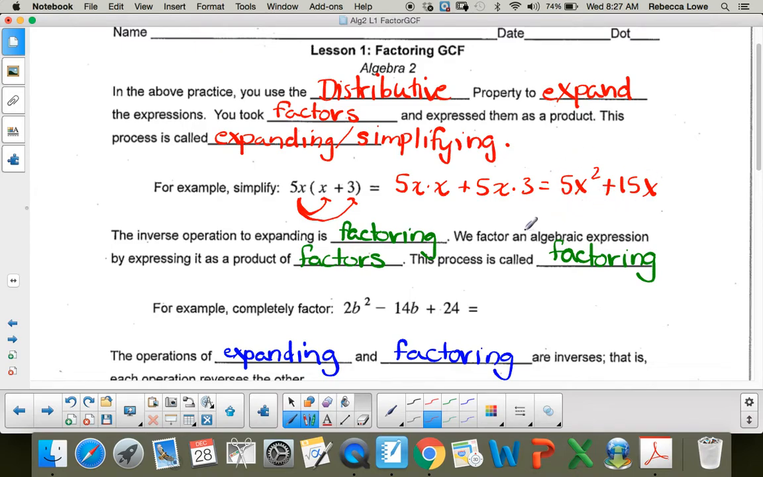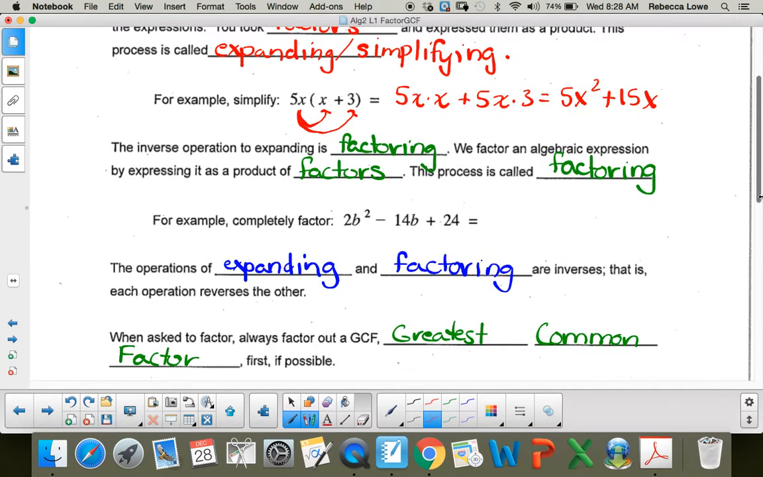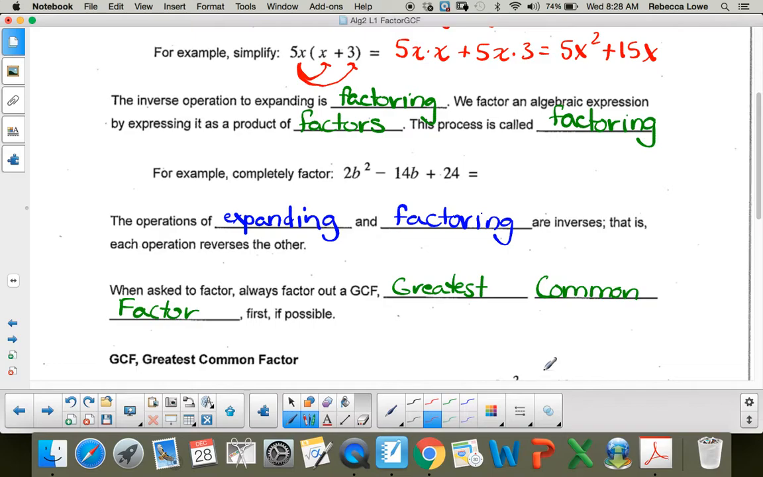We factor an algebraic expression by expressing it as a product of factors. This process is called factoring. For example, 2b squared minus 14b plus 24. So we're going to factor this. You might not understand how I'm going to do this, but I'm going to do it very quickly. First of all, I know all three terms have a common factor of 2. So I'm going to pull out a 2, and my second factor would be b squared minus 7b plus 12.